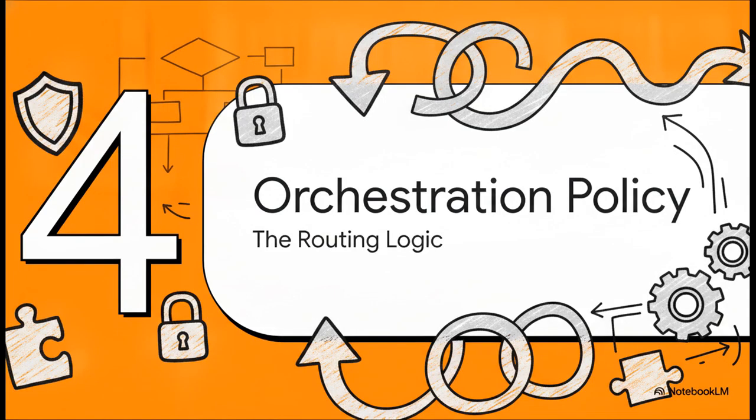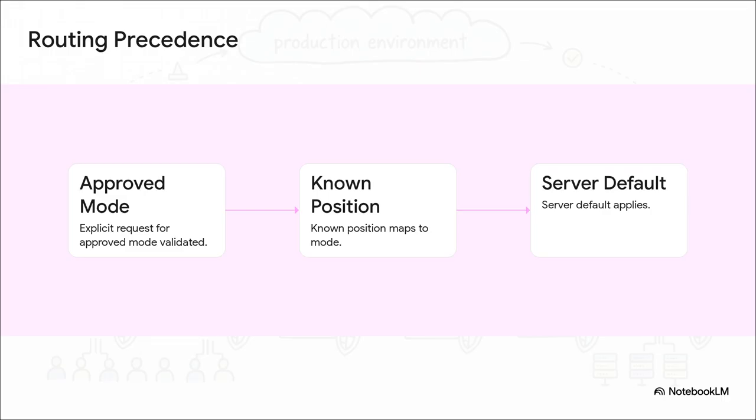Section 4. Orchestration Policy and Precedents. The routing logic. So, how does AI Fabric actually know which mode to apply? Well, it follows a strict precedence. Step 1. If a request explicitly asks for an approved mode, the application preserves it and the core validates it against the allow list.